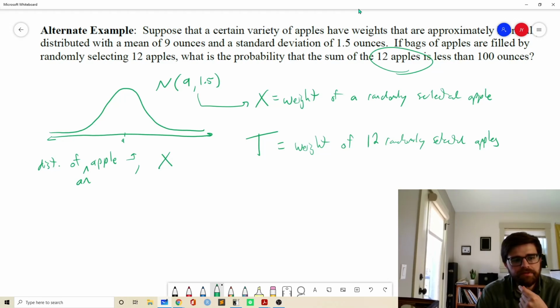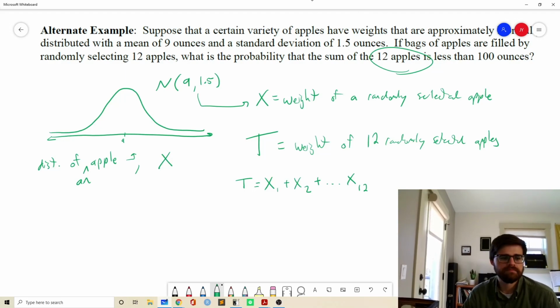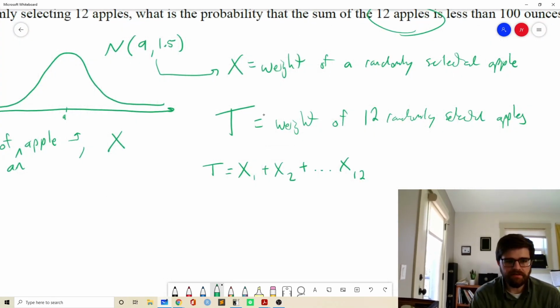Okay, so now we want to take this distribution and transform it into T. So essentially what we're doing is we're going to take 12 of these random variables X and put them together. So T is equal to X, the first one, we'll just put a little label there so we can keep track, plus the second one, plus and so on, up to the 12th one. So you can see T, the weight of 12 randomly selected apples, is going to be the total, the sum, of just adding up 12 X variables.